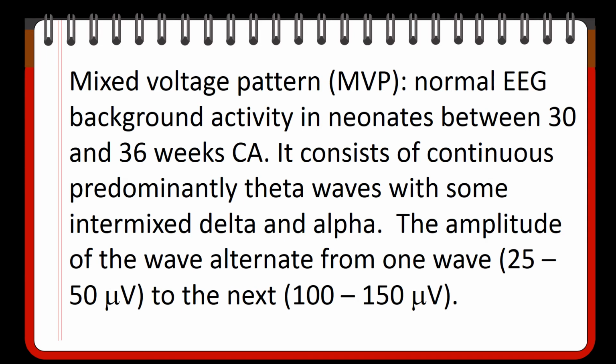Another pattern that we see in neonates is mixed voltage pattern. This pattern is defined by some authors as a normal neonatal EEG pattern present between 30 and 36 weeks conceptual age. It consists of a continuous predominantly theta wave with some intermixed delta and alpha. The amplitude of the waves alternate from one wave to the next. One wave will be from 20 to 50 microvolts, and the next one would be from 100 to 150 microvolts.